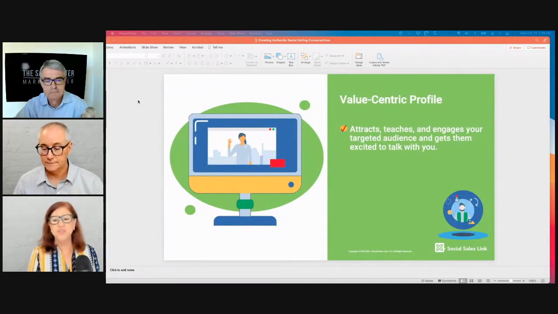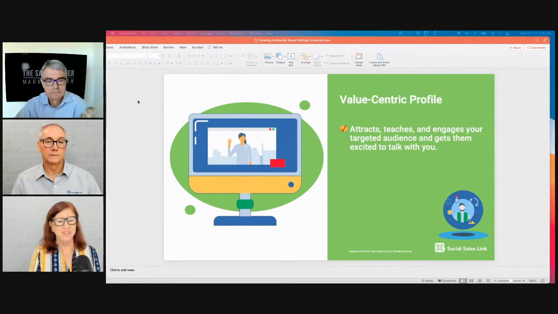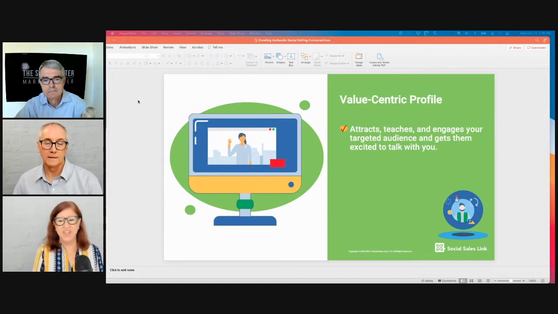Value-centric profile. And this is really important. You need to convert your profile from a resume to a resource. I have been talking about this, I think, since 2008. Seriously, this is one of the most important things that we can do in positioning ourselves as the subject matter expert. If we brag, which as salespeople we tend to do on our resume, right?